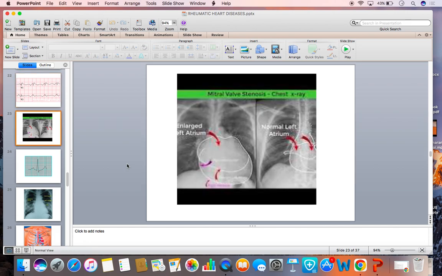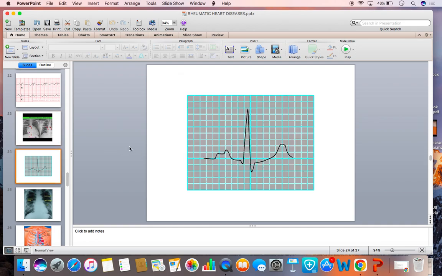This is the X-ray showing the margins of the enlarged left atrium. You see, enlarged left atrium. This is normal left atrium. When it is enlarged, you see the borders. This is the premitral, broad and notched.